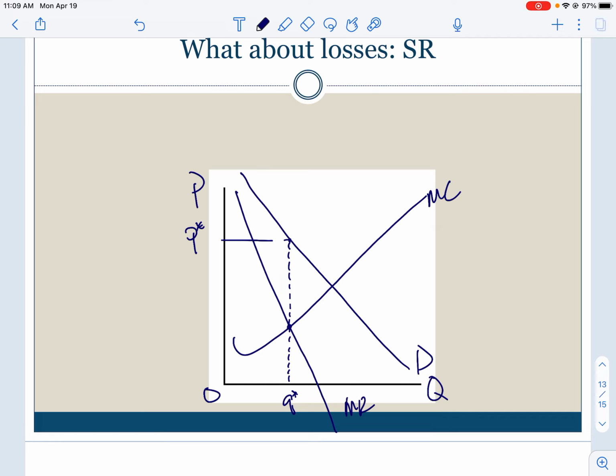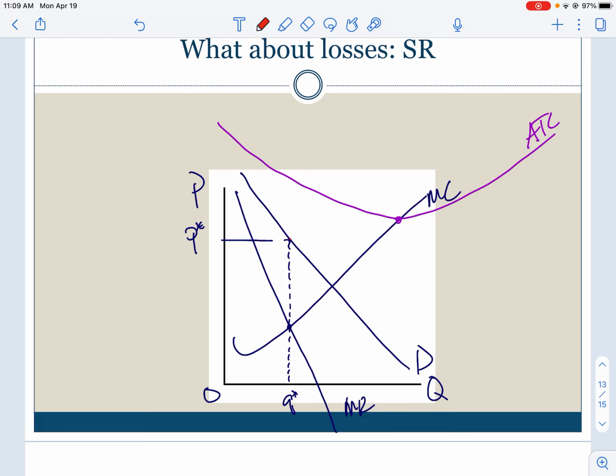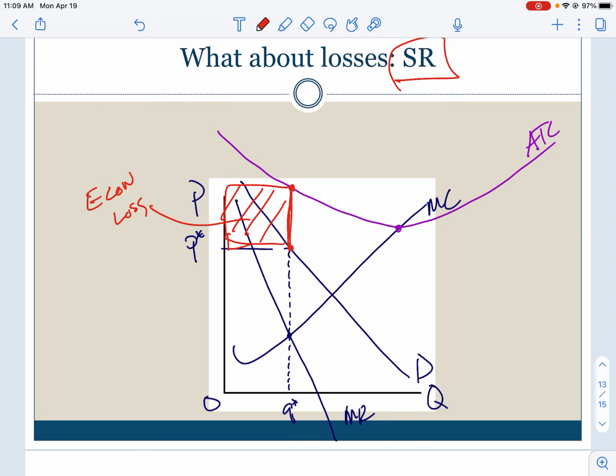Now, is this firm earning a profit? Well, I don't know. I need more information. In this case, let's draw the average total cost curve in here. I drew it in with its minimum where the marginal cost goes through. That's quite an aggressive loss there, the way I drew it. But at Q star, they sell every unit for this amount, and every unit costs them on average that amount, so they're losing that much money on all of these units. So that represents their economic loss, that red box there.